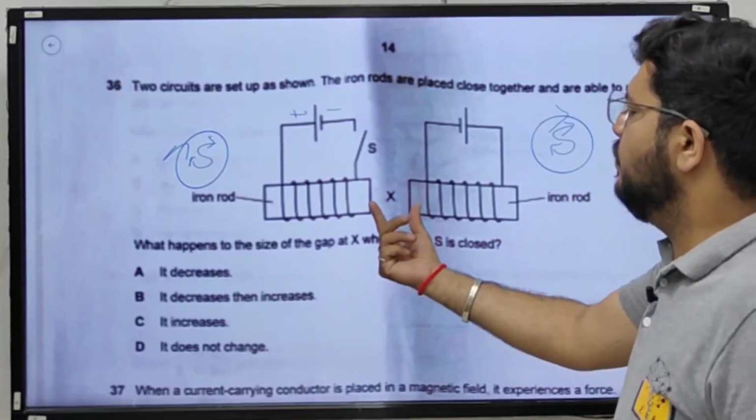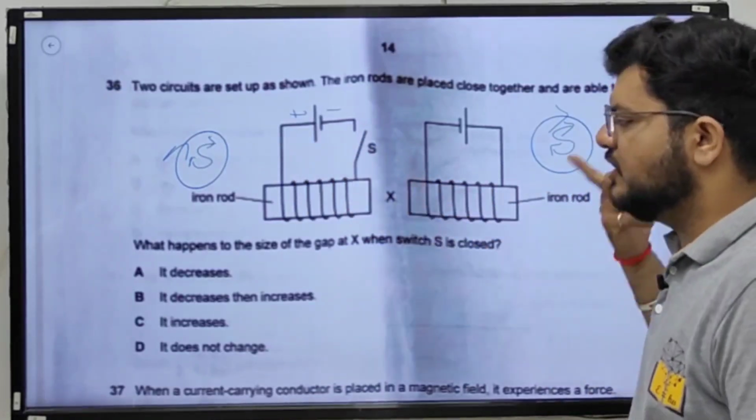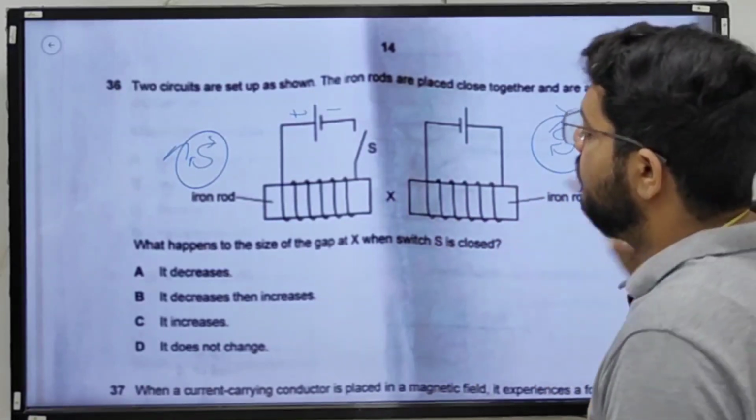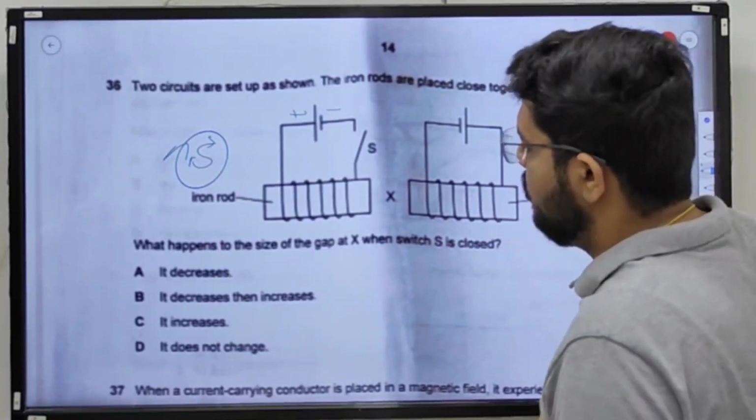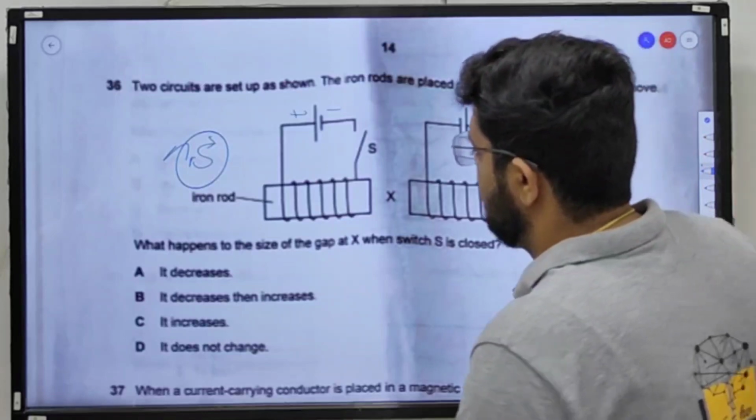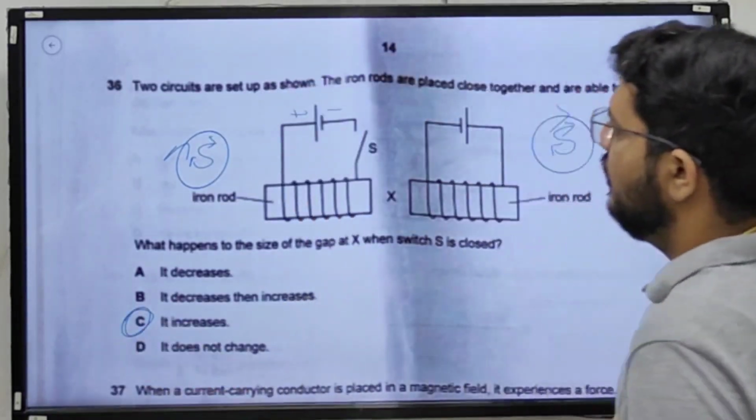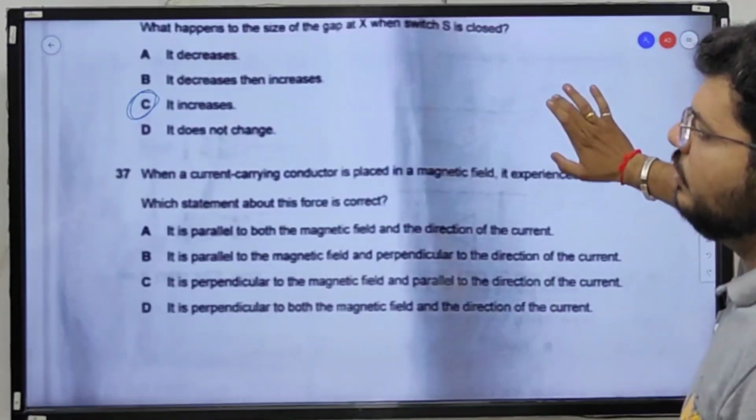So the gap must increase because both of them are south pole, and south poles repel each other, like poles repel each other. So it increases, option C, right? The gap increases. Question number 37.